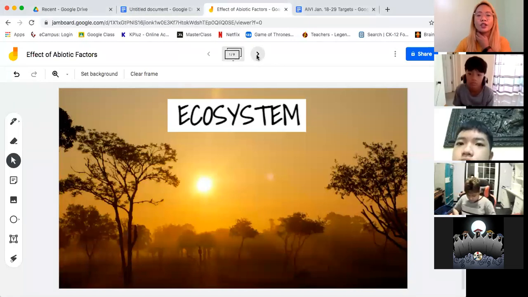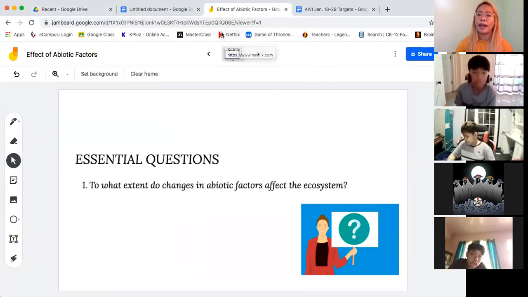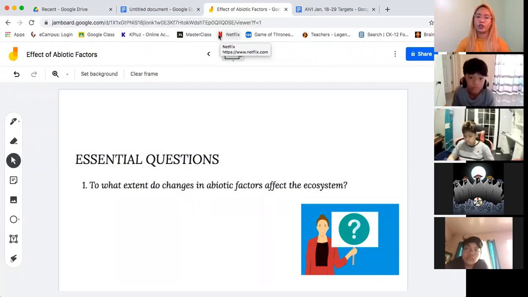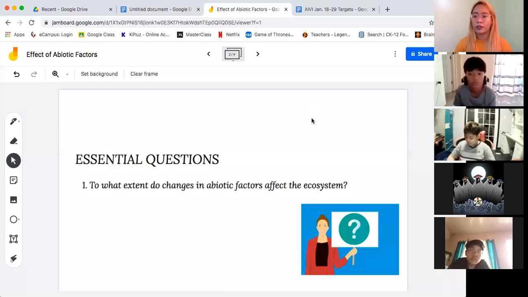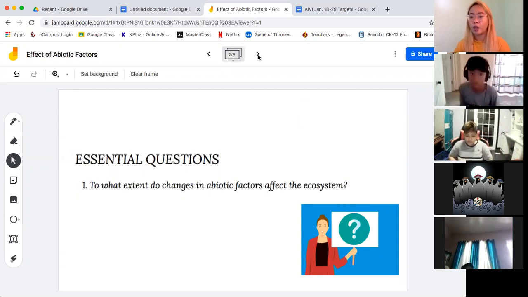Okay. So now let's continue with our essential question for our lesson this week. Take note of these questions. We will be answering them later as we finish our discussion. The essential question is, to what extent do changes in abiotic factors affect the ecosystem? Last week we said the abiotic factors, even though they don't have life, are essential and very important to all living organisms. For this lesson, we are going to explore and analyze what kind of changes we can see in an ecosystem when there are changes in the abiotic factors. Can we experience positive changes or negative changes?